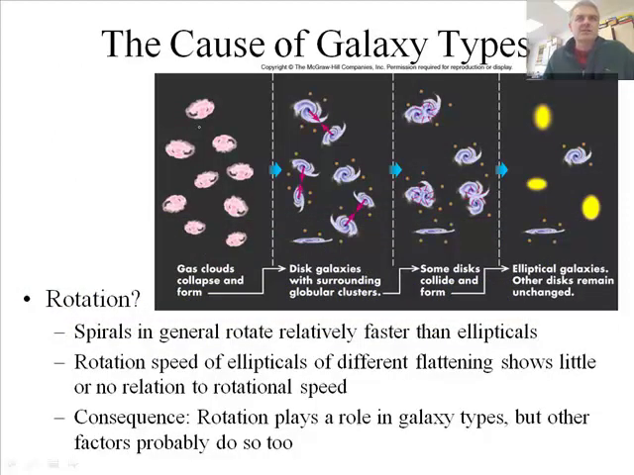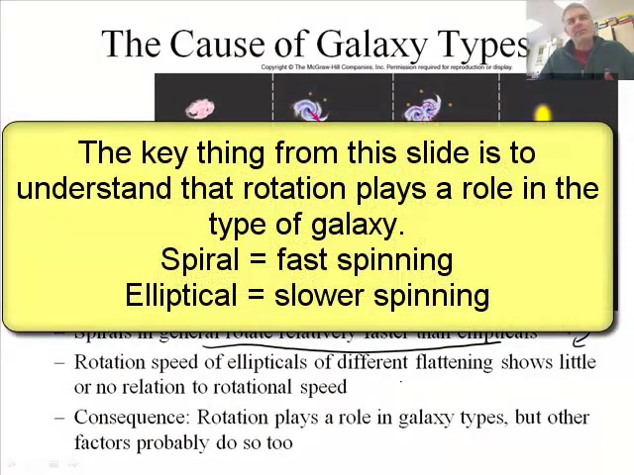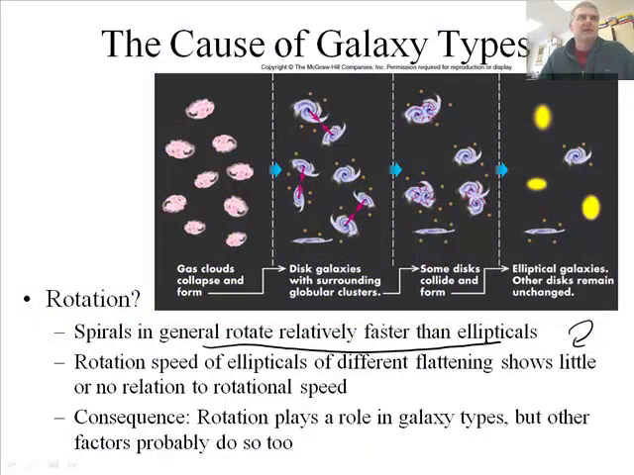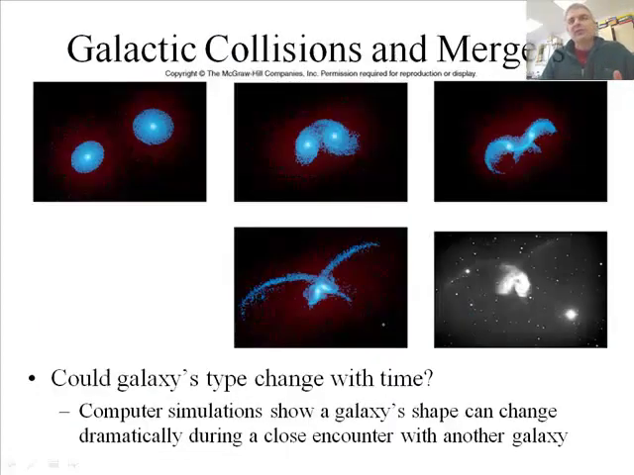Okay, let's talk about the cause of galaxy types. What causes a galaxy to be a particular type? The idea is that spirals in general rotate relatively faster than ellipticals. So the rotation is fast. The rotation speed of ellipticals is different, and flattening shows. The point is that galaxies are changing from one type to the next, and it has to do with their rotation speeds.